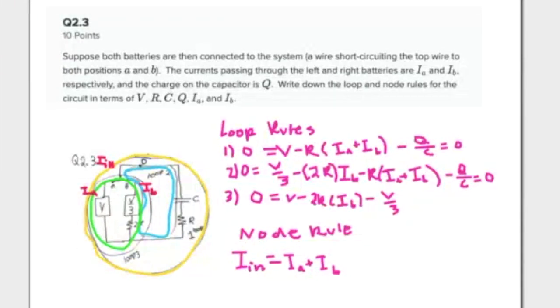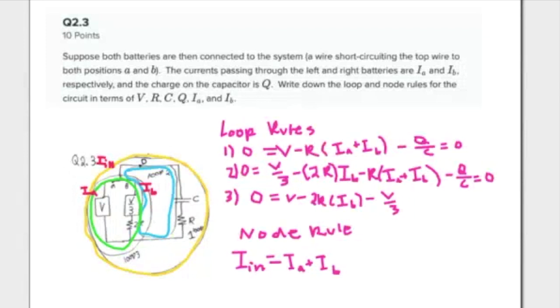For loop 1, the net voltage is 0, which is equivalent to V minus the resistance R multiplied by the sum of the currents traveling through the loop, IA plus IB, minus Q over C from the capacitor. In loop 2, the net voltage 0 is equivalent to V/3 minus 2R multiplied by IB minus R multiplied by IA plus IB minus Q over C. Lastly, for loop 3, 0 is equal to V minus 2R times IB minus V/3. The node rule equation for this circuit is I in is equal to IA plus IB.